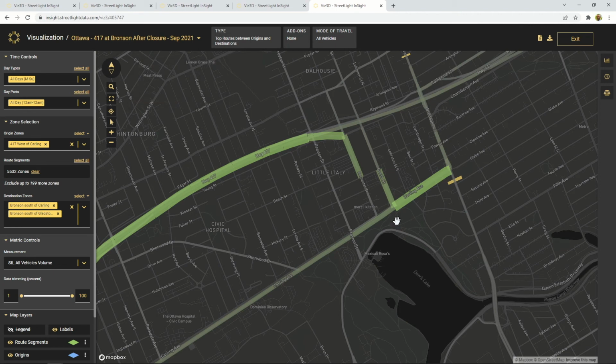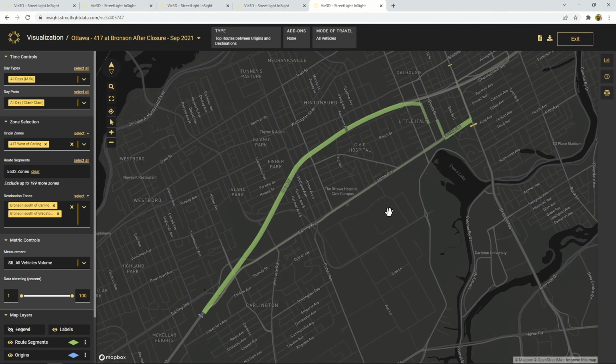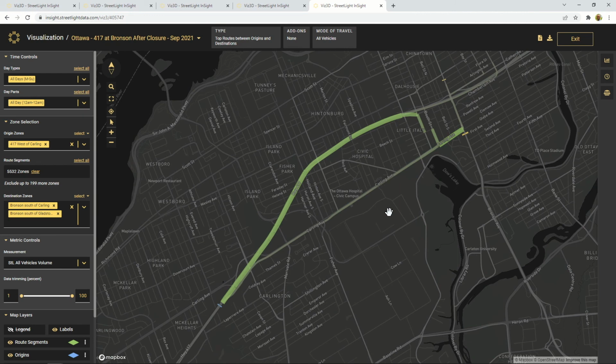And one of the challenges with this is these local streets around Rochester and Booth were probably not designed to handle this level of traffic coming off the 417 to access Bronson Avenue. So the takeaway then could be, what was our messaging like before the closure? Were people given adequate notice that this closure was happening and what the detours would be? Was there adequate signage along the route to inform people of which exit to take to get to Bronson Avenue?